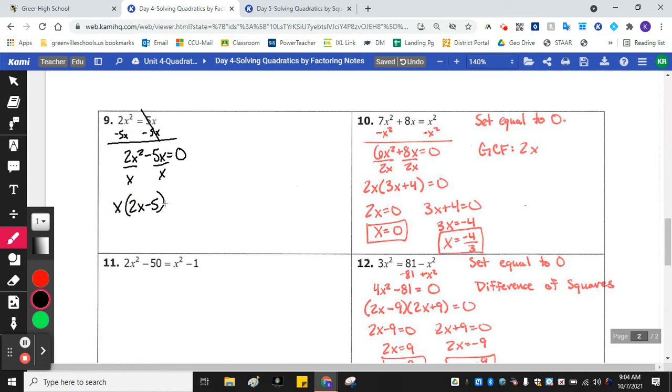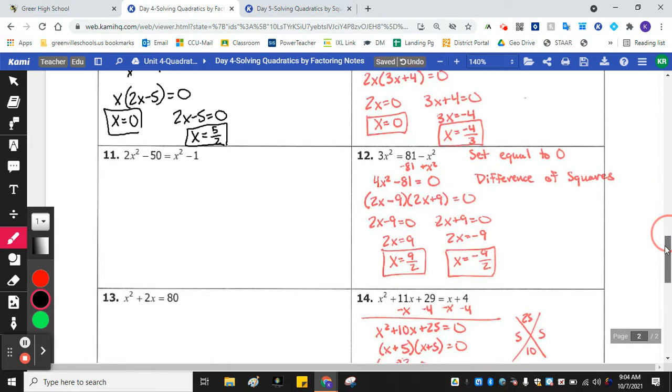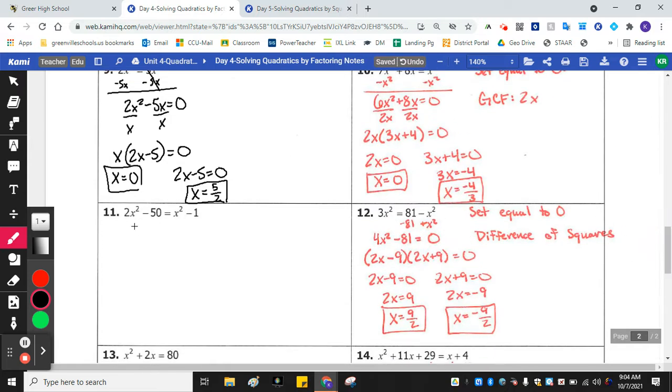Put what you factor out in front. Set equal to 0. Set each factor equal to 0 and solve. Add over 5. And I don't have enough room, but I'm going to add over 5 and then divide by 2. Okay? If I go too quick, just pause the video.